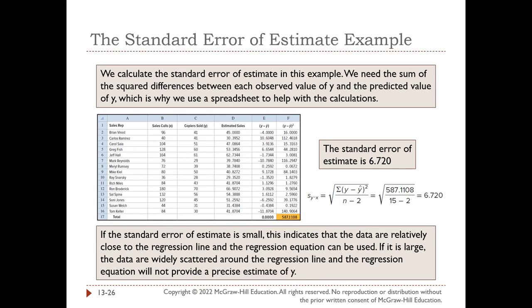So again, piece by piece, just to really help things work out. The standard error of estimate is 6.720. If the standard error of estimate is small, this indicates that the data are relatively close to the regression line and the regression equation can be used. If it is large, the data is widely scattered around the regression line and the regression equation will not provide a precise estimate of y.